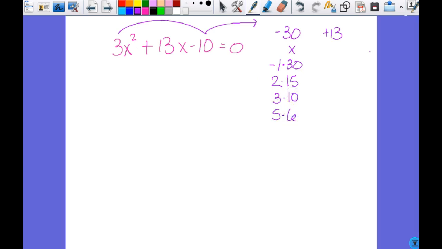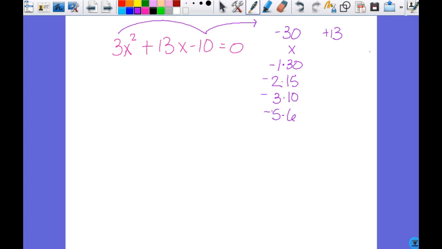Is that it? Yeah. And then since this is positive, which one's positive? The bigger one or the smaller one? The bigger one. So if I go through here, it would have to look like that, right? So those are my factors. Which one do I use?